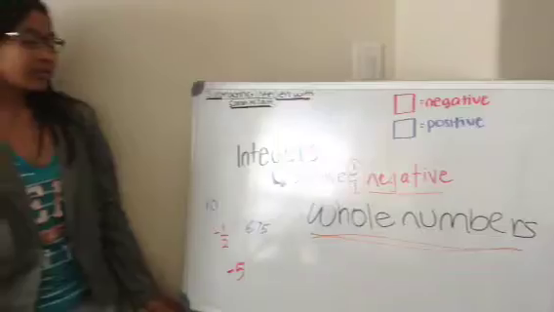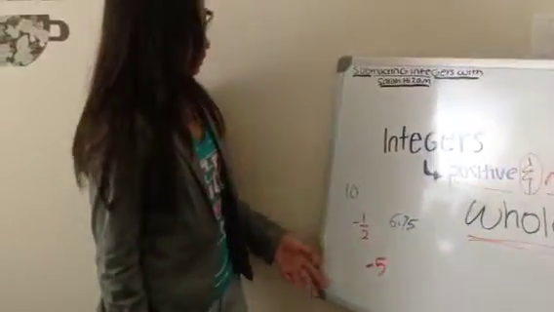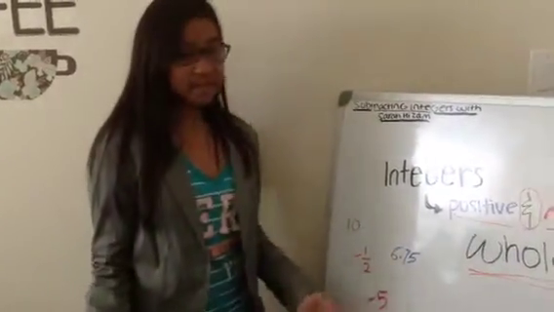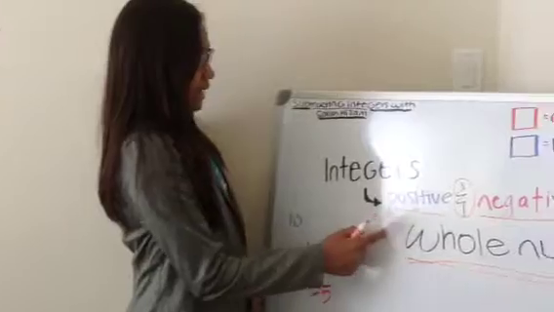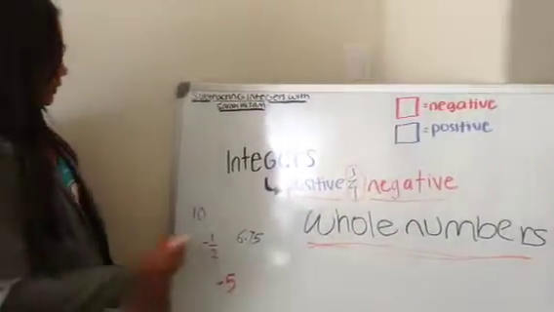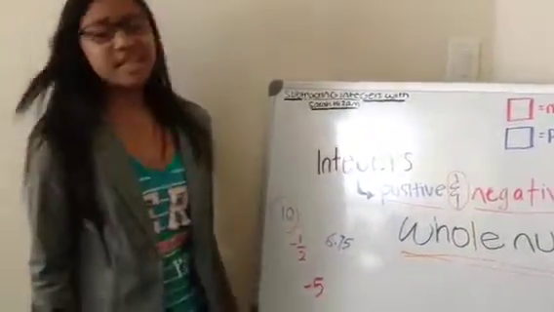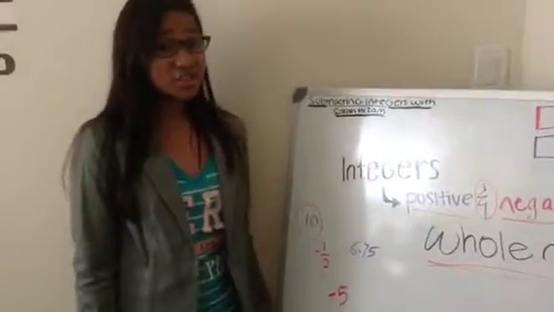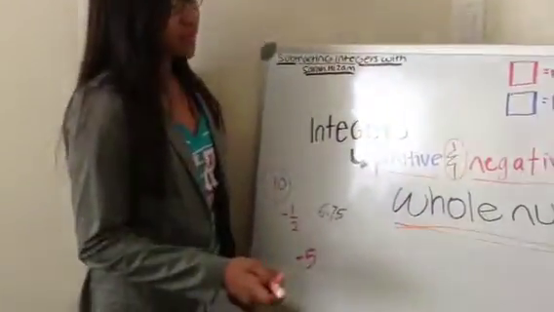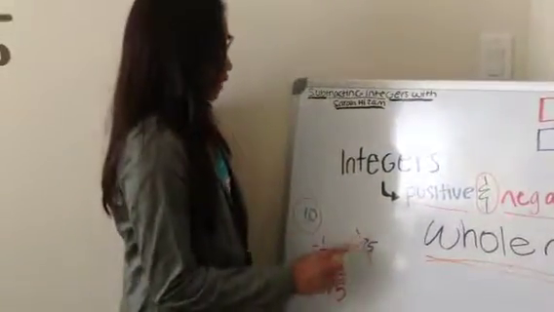Integers are positive and negative whole numbers. Now, let's look at some numbers. Positive 10. Is it an integer? Yes. Why? Positive 10 is a positive number and it is a whole number. So therefore, it's an integer. Now, 6.75. Is it an integer? No. Why? Although it's positive, it's not a whole number, but only part of a whole number. So that would not be an integer.